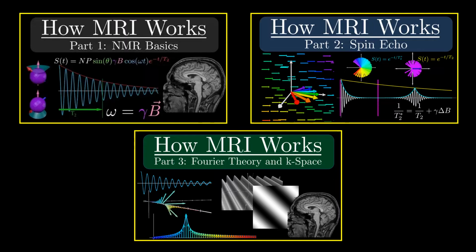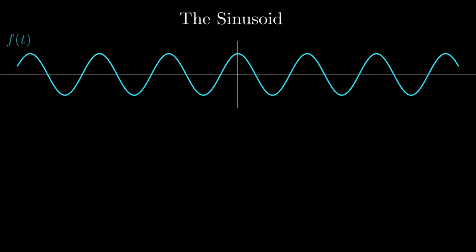As I said in a previous video, you can't say you understand how MRI works unless you can also say you know how a Fourier transform works. So that's the purpose of this video, to get you to understand Fourier theory. And it all starts with the sinusoid, everyone's favorite wiggly function and the ubiquitous solution to a never-ending list of real-world physics and engineering problems.